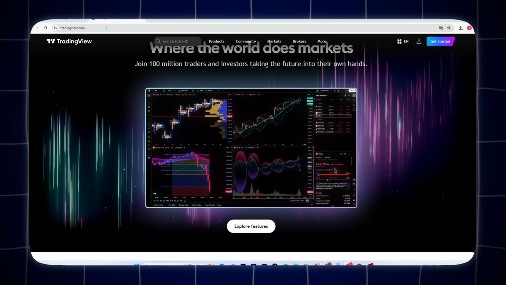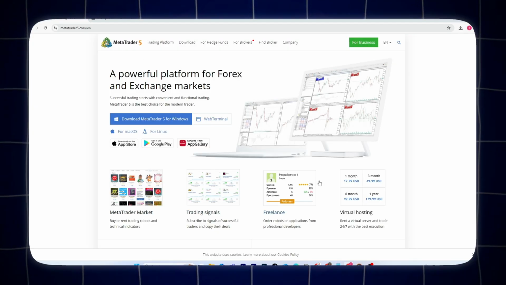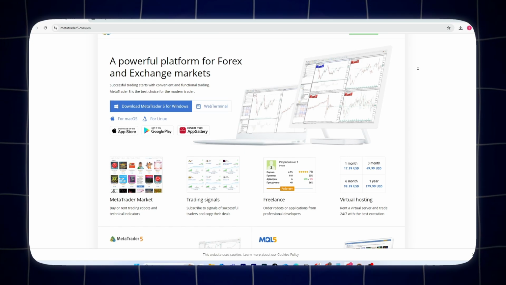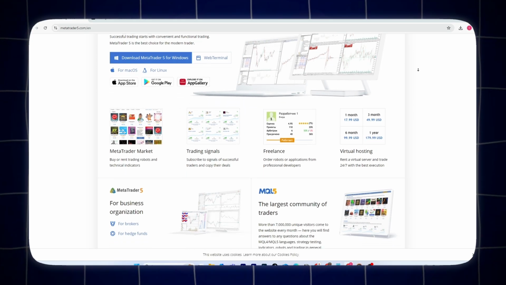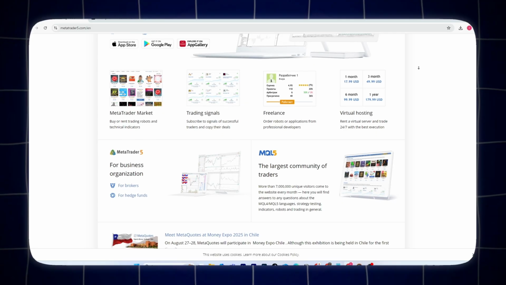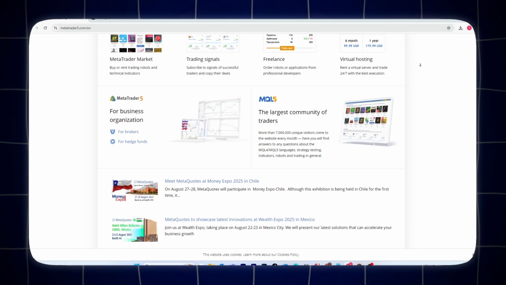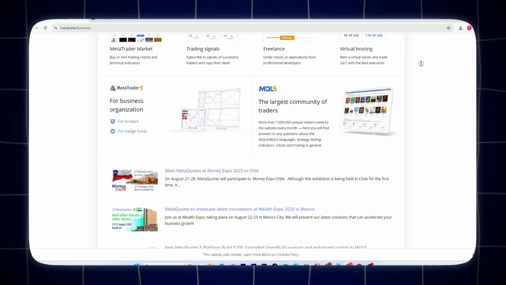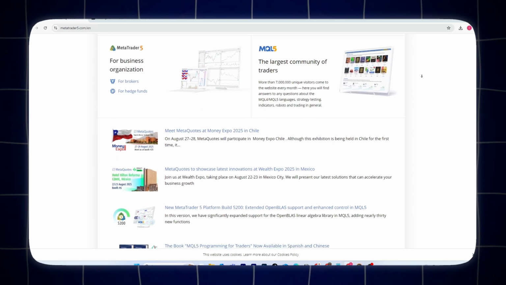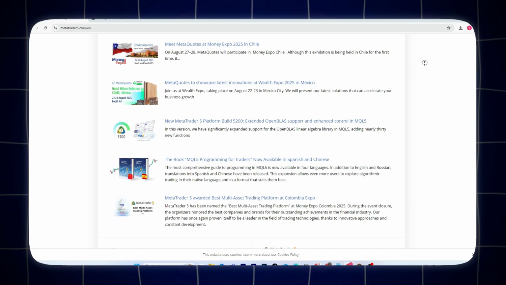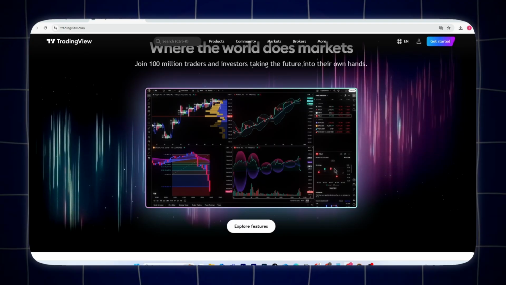Starting with MetaTrader 5. This platform is built for professional execution. It's not just a charting tool, it's a full trading terminal where Forex and CFD traders connect directly with brokers. It gives you access to live markets, fast order execution, and all the tools you need if you're actively trading every single day. Now compare that to TradingView.